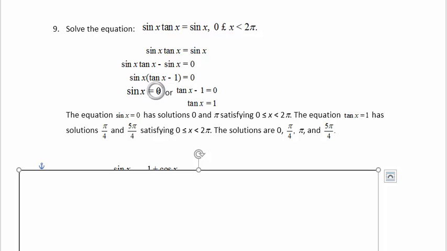So when does the sine of x equal 0? That's in two locations. That's at 0 and at pi. So those are the two spots where sine of x is equal to 0.